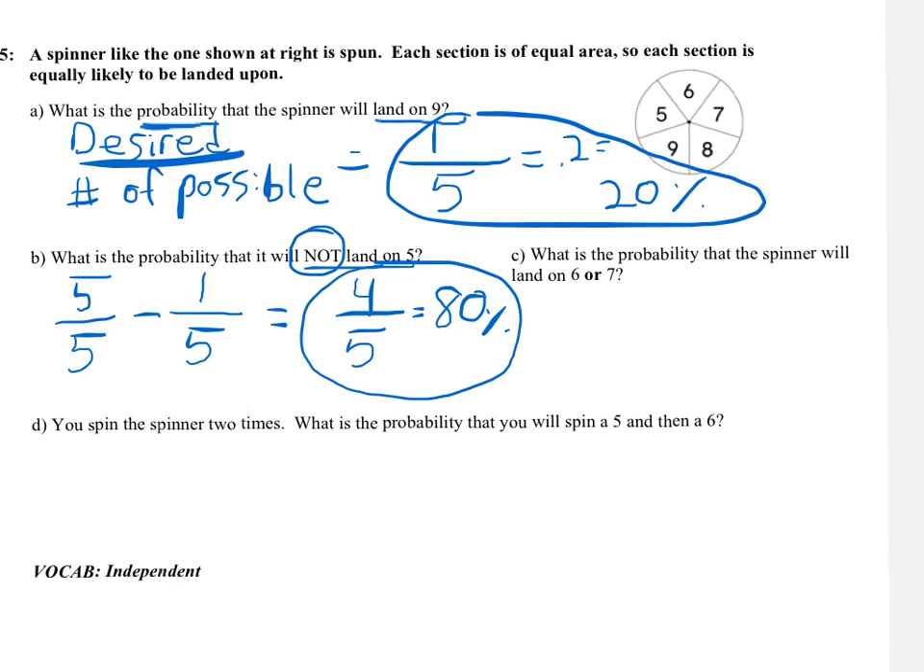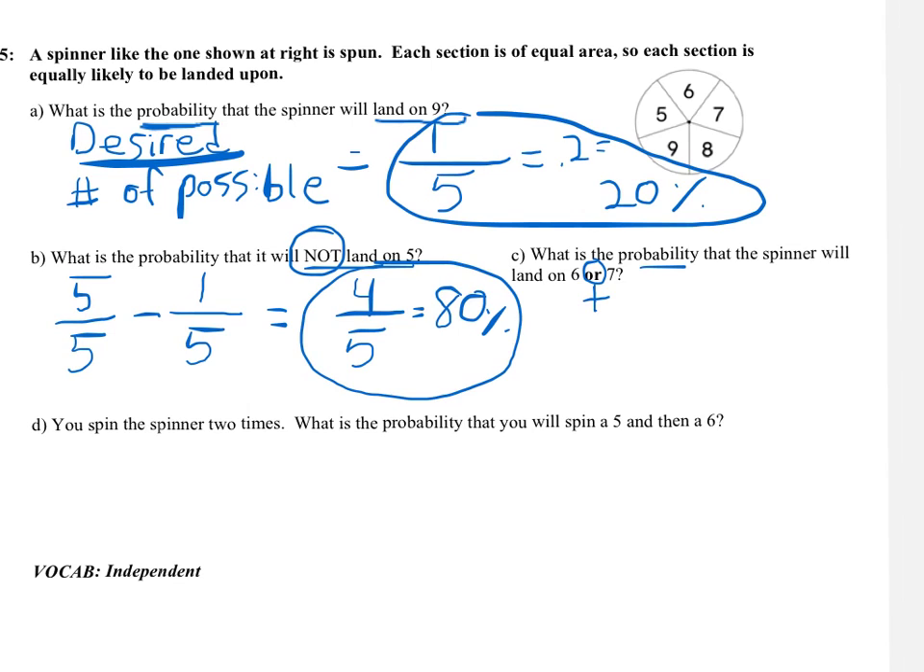Okay, it says what is the probability? So again, I'm thinking desired over total possible, and it has the word or. Got and, got to multiply. Got or, add them up. So on this, I need to add the probabilities. Okay, well, let's start with one at a time. Okay, and think about this. Is this one spin or 2 spins? Probability that will land on a 6 or a 7. It's only one spin that we're doing.